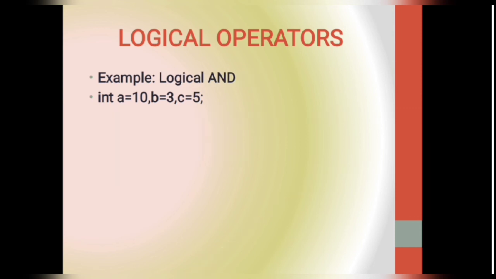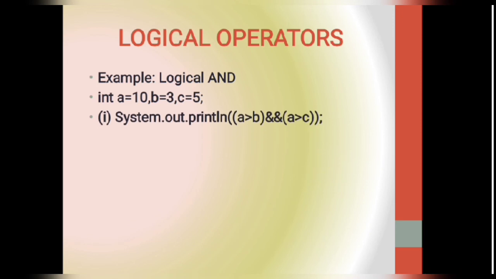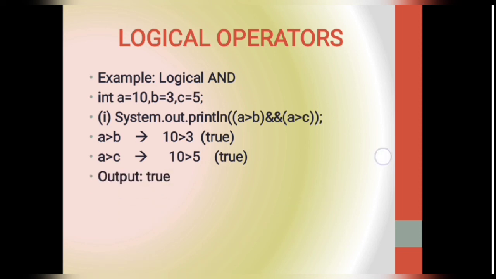Okay. Let's move to the next example. First we are going to evaluate A is greater than B, that is 10 is more than 3, which is true. The second, A is greater than C, which is true, 10 is more than 5. In this case you can see both the relational operator values are true, so you are going to get a true answer for this question.